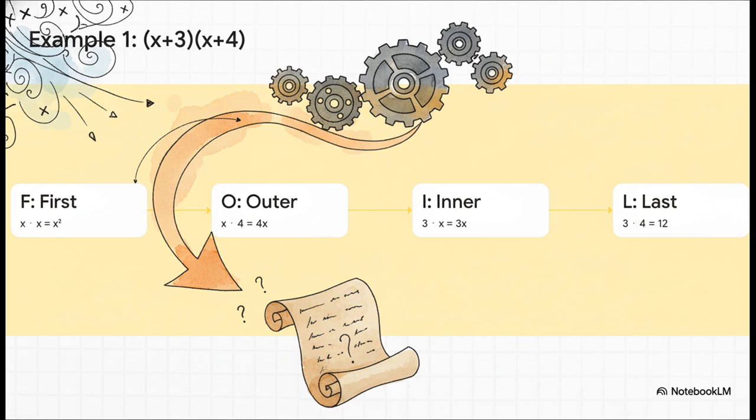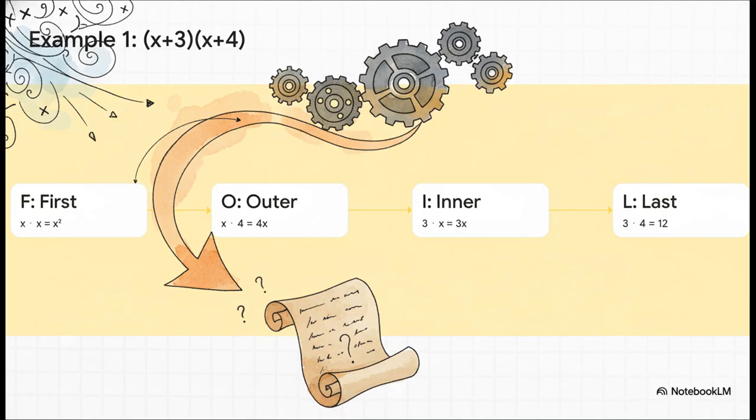First, x times x is x squared. Outer, x times 4 gives us 4x. Inner, 3 times x gives us 3x. And last, 3 times 4 is 12. Awesome, we have all four of our pieces.